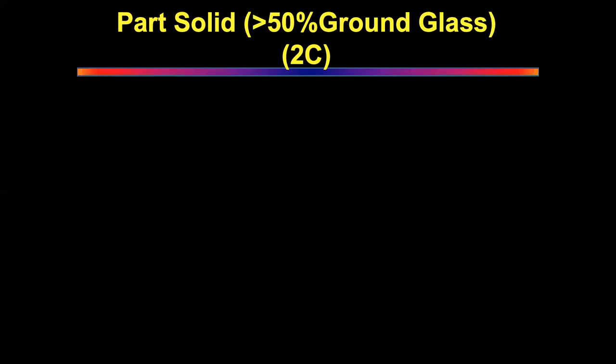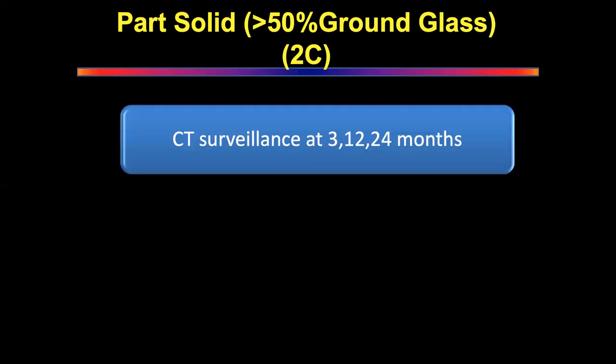So now the third part of the discussion. Part solid. That means more than 50% ground glass or there is a solid element to it. So CT surveillance at 3, 12, and 24 months, exactly like the solid nodule.